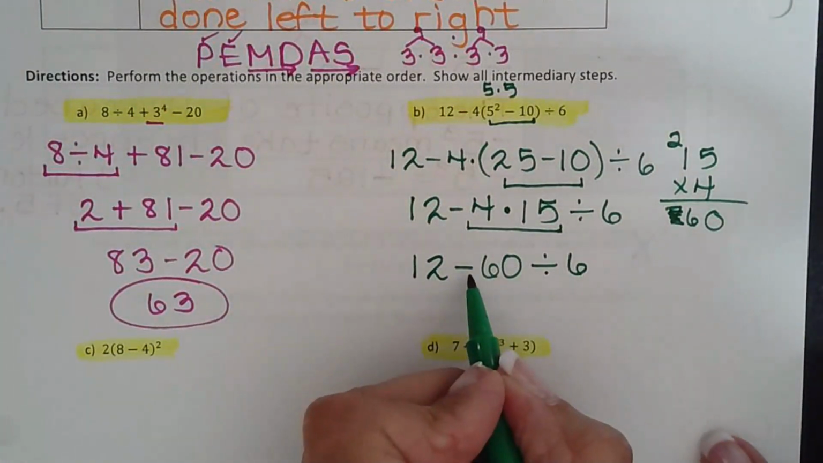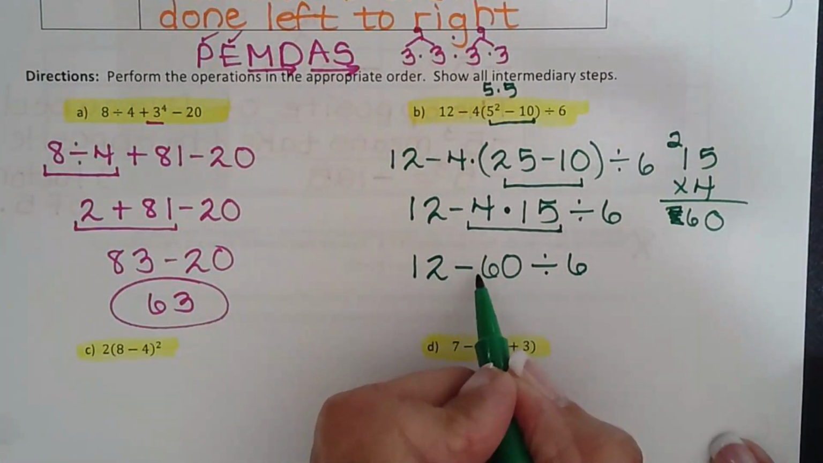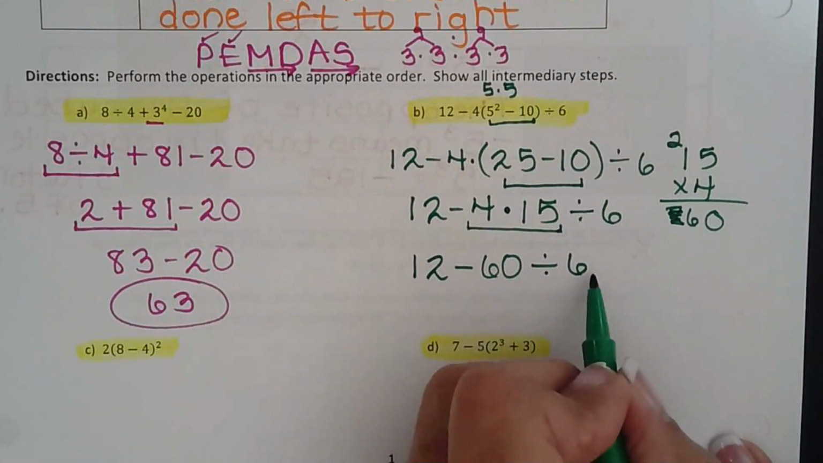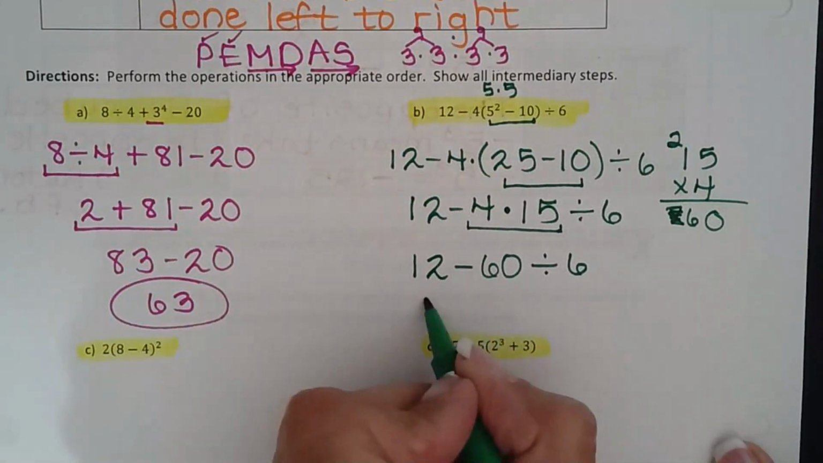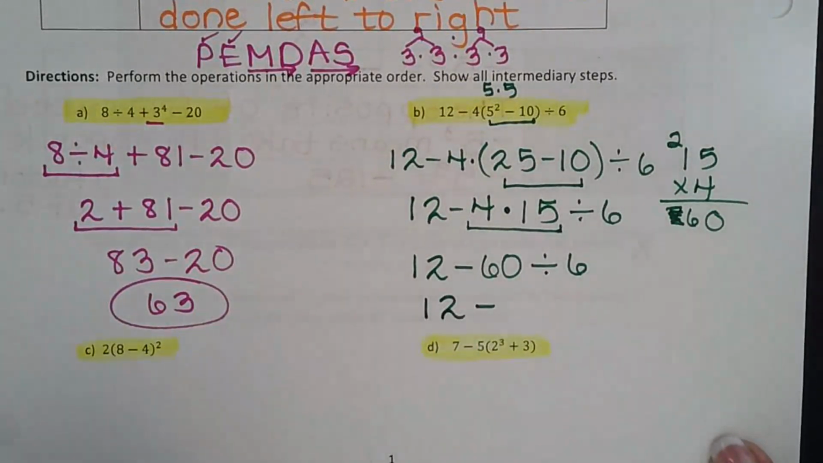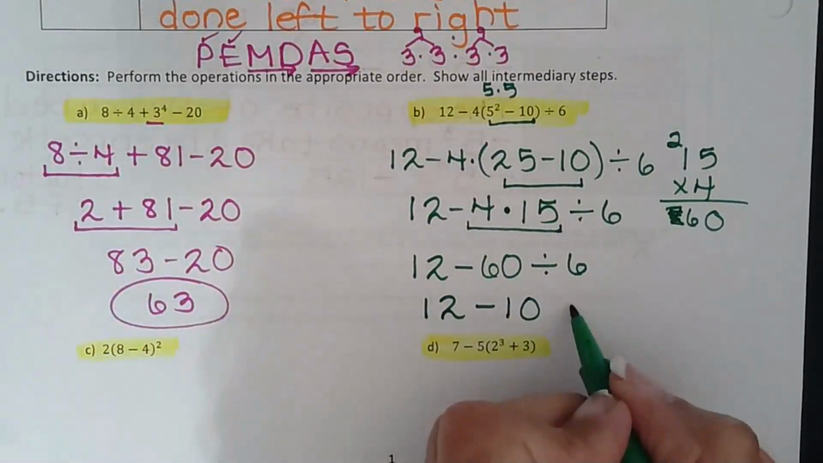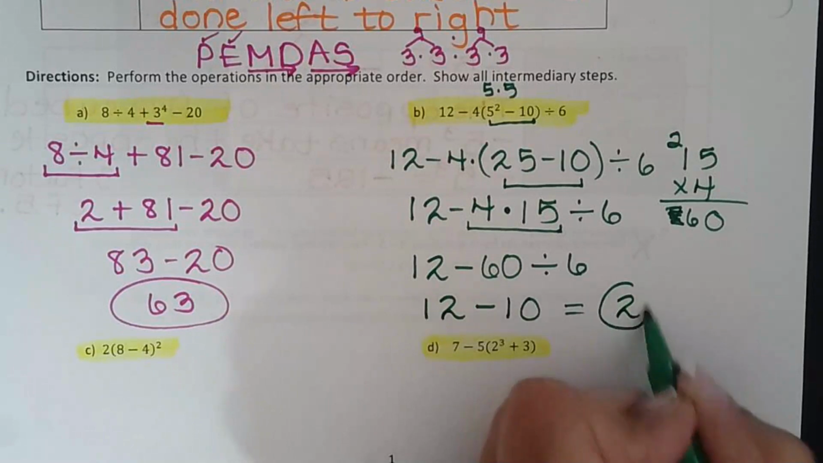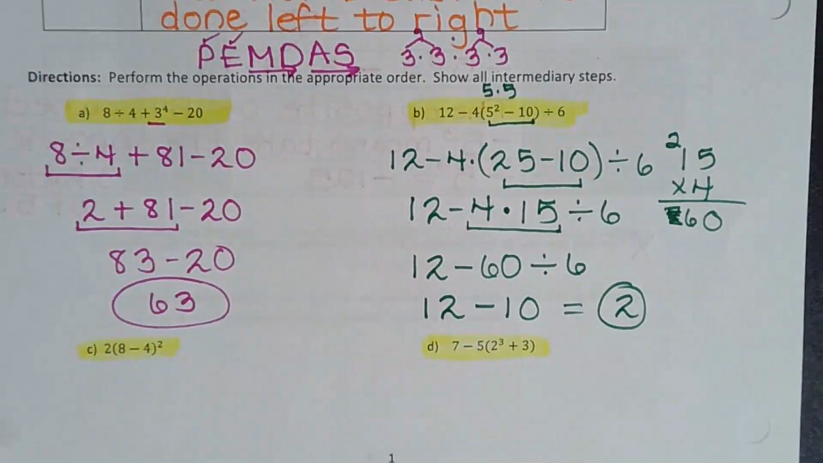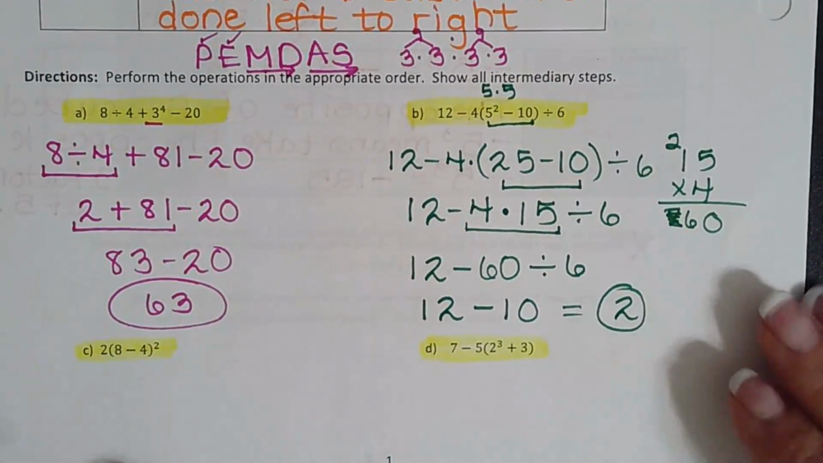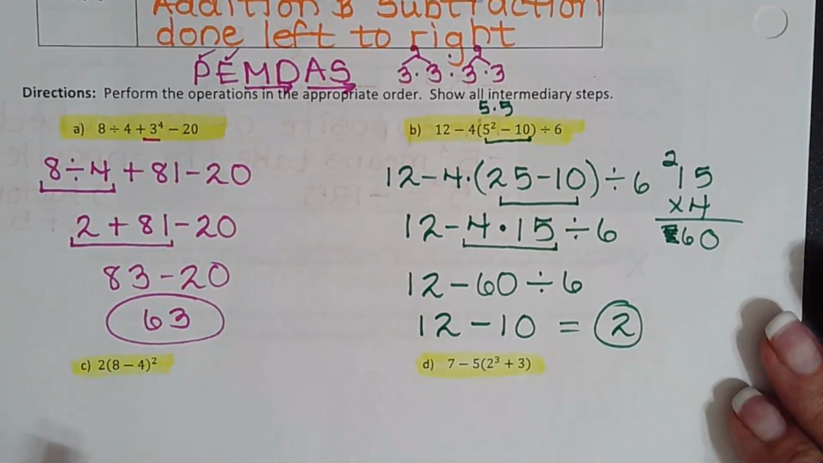So again, remember, this is a negative sign. A negative divided by a positive, one negative, negative answer. So I do 12 minus, and 60 divided by 6 is 10. And 12 minus 10 is simply 2. So as long as you keep PEMDAS there and follow the order, super easy problems.